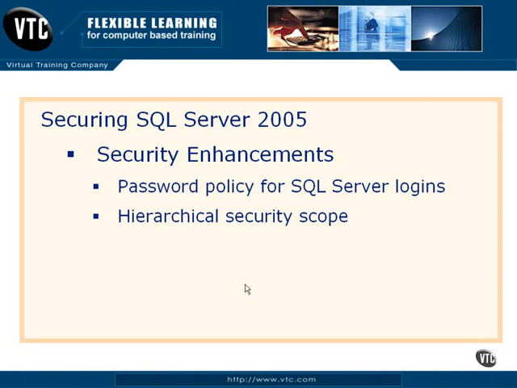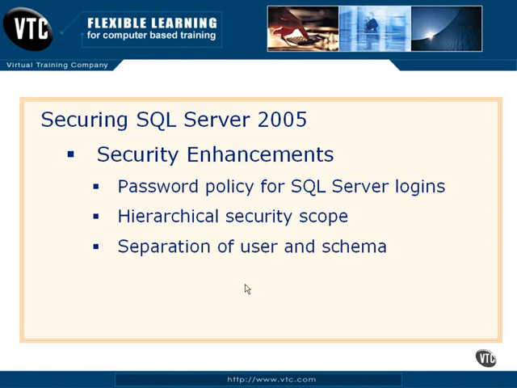The next thing they've added, and this is probably the biggest thing, is a hierarchical security scope, and I'll explain that a little more later, but suffice it to say right now that this means that we don't have to apply security on an individual user or group basis anymore. We can actually apply it at a database level or a server level and so forth.